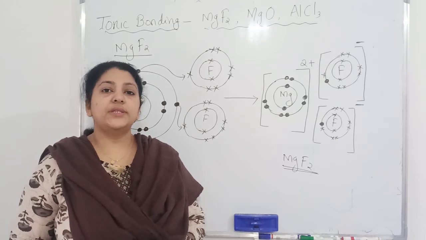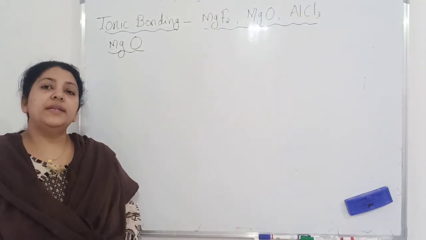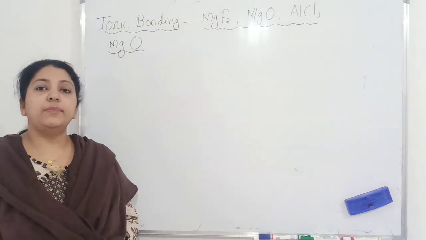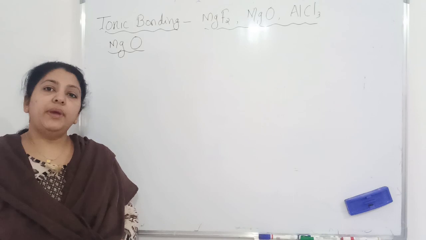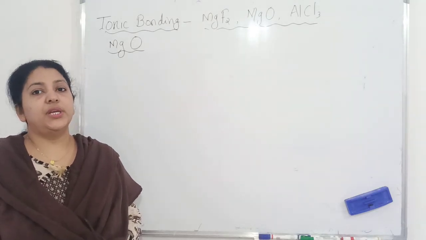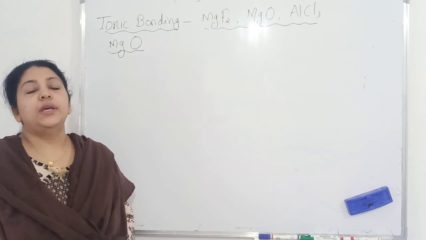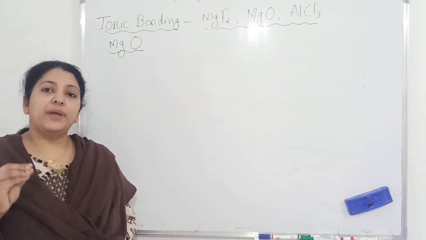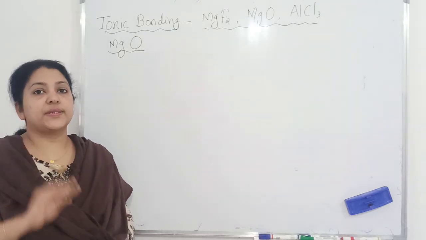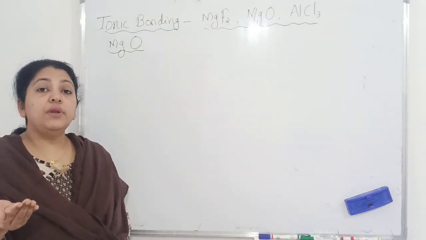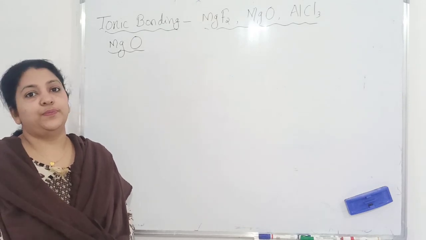Now we will move to the second one, magnesium oxide. Magnesium oxide has the chemical formula MgO. Why MgO? Because in magnesium, in the last shell, 2 electrons have to be donated, right? Valency 2. In oxygen, atomic number is 8. Therefore, the electronic configuration is 2, 6. Okay. So, oxygen will always look for 2 more electrons, making its valency 2.